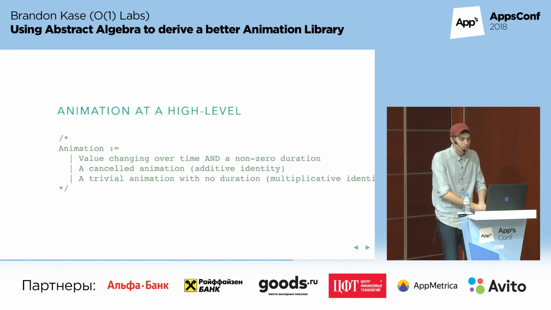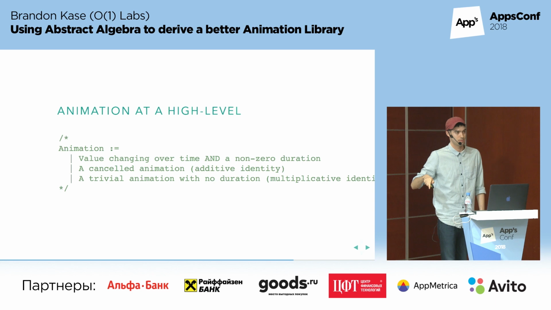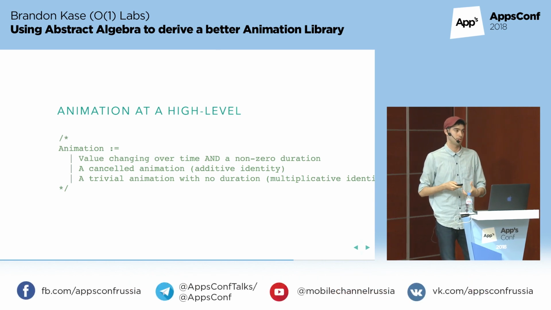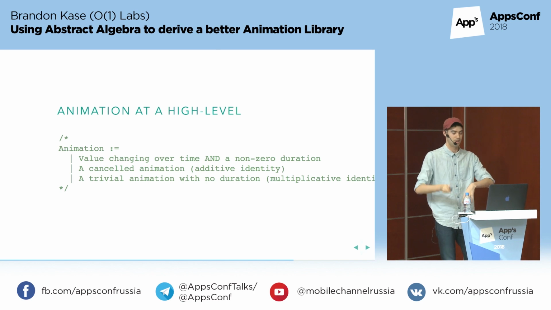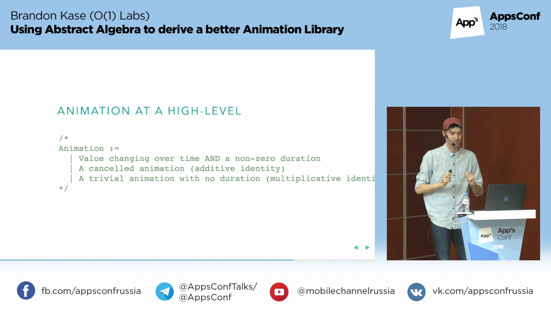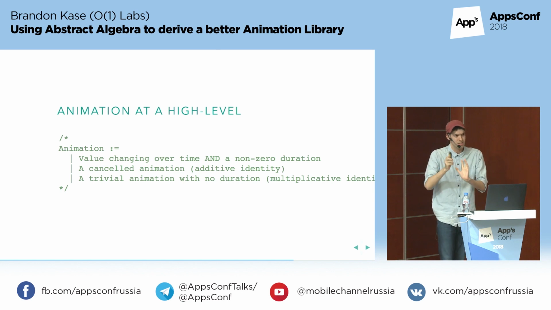So what is an animation? It's either a value that changes over time coupled with a non-zero duration, all right? Or a canceled animation. This is our additive identity. Or a trivial animation. That is one that has no duration. And this is our multiplicative identity. The additive identity is also our multiplicative annihilator. Okay. So this just captures that duration and adds the canceled.